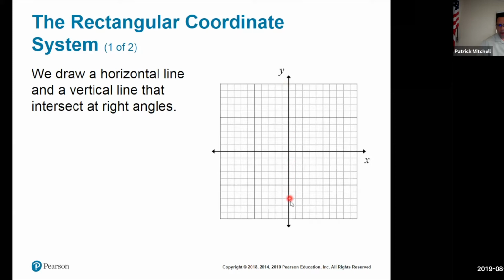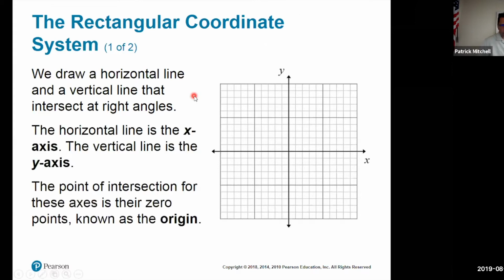So this vertical line is your y-axis. The horizontal line is your x-axis, right? And then right in the center you have your origin.